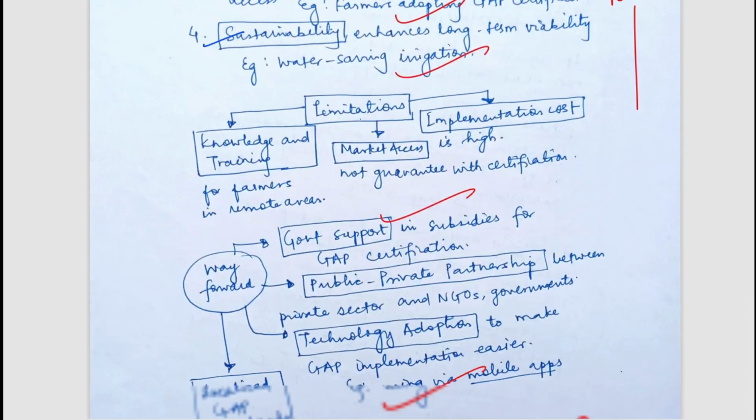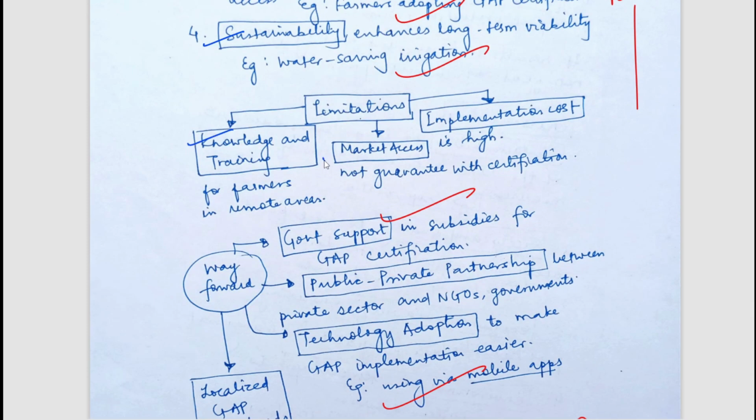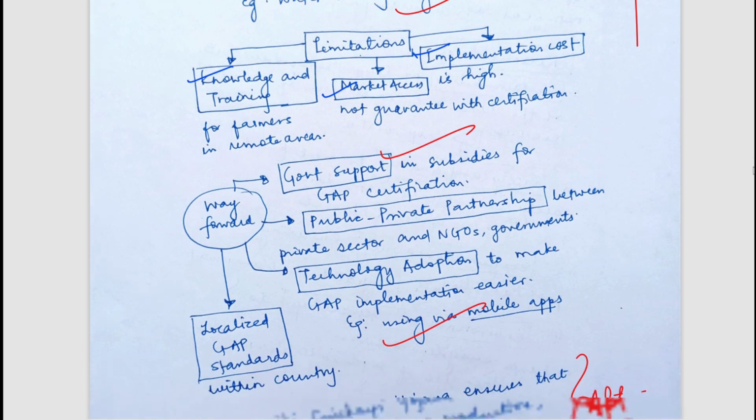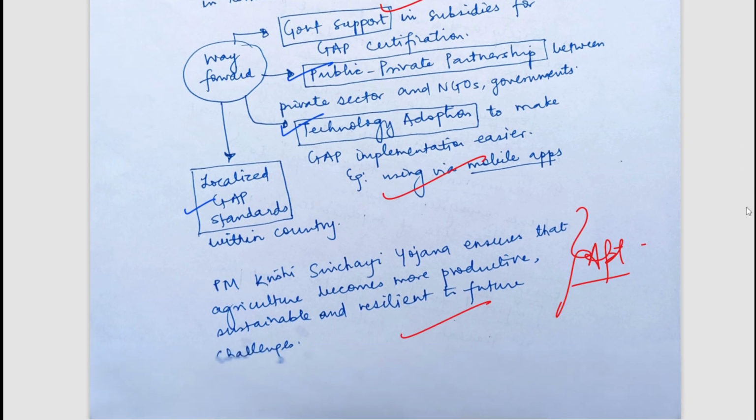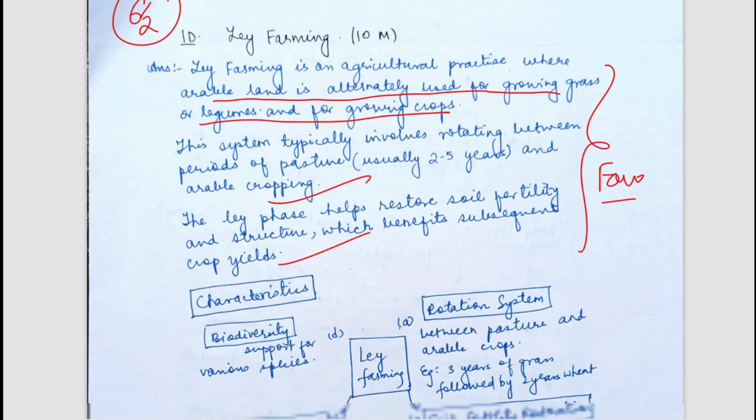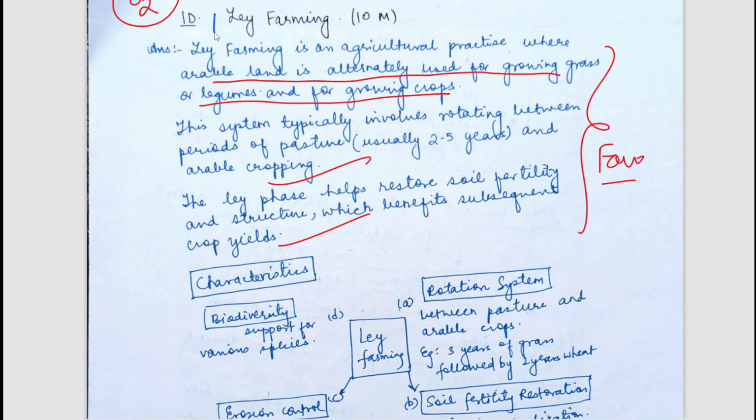Limitations have also been mentioned, that is knowledge and training gaps, market access, the farmers are not able to access the market properly, and implementation cost is high. These are the problems, and the way forward has also been mentioned, that is through technology adoption, through public-private partnerships, through localized GAP standards, because good agricultural practices will differ in different regions of the country. So we have to develop practices for certain regions so that those regions can adapt to them, and again appropriately concluded.